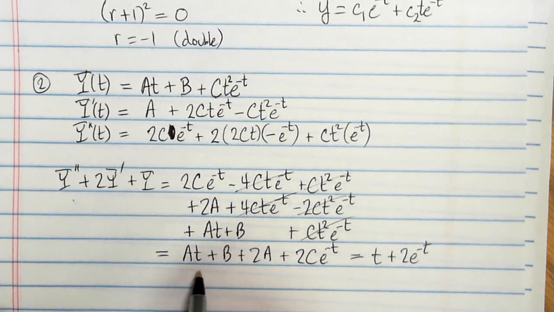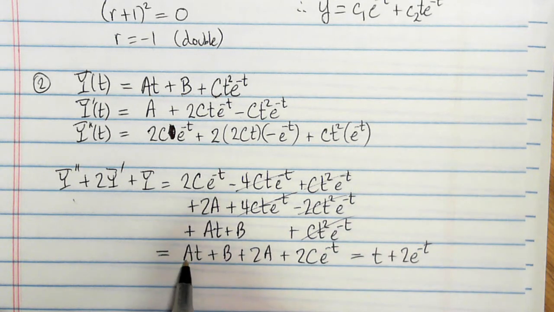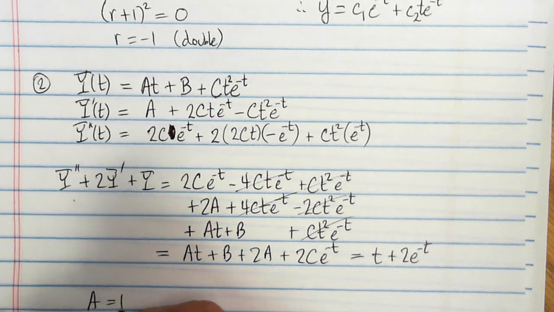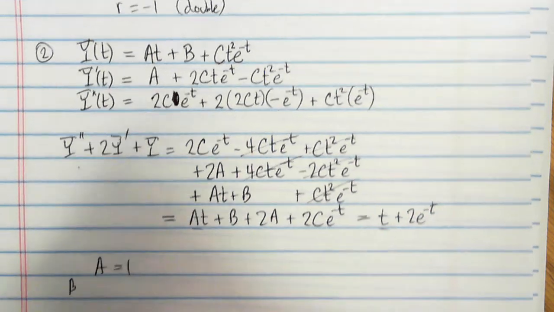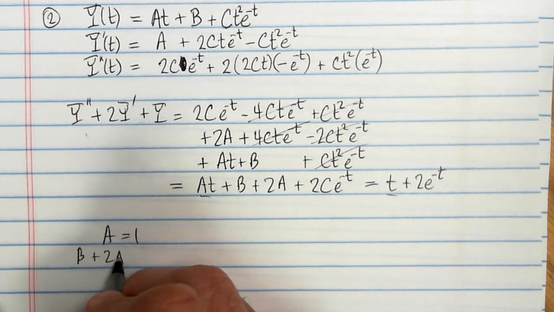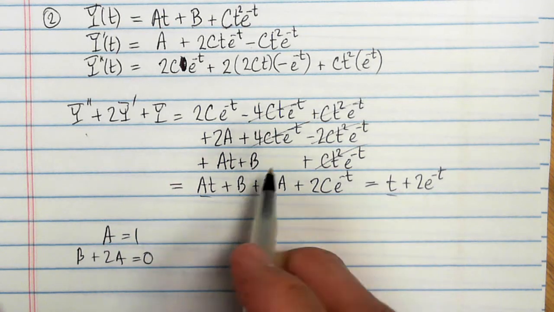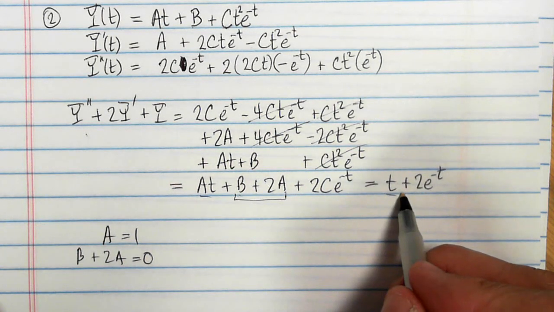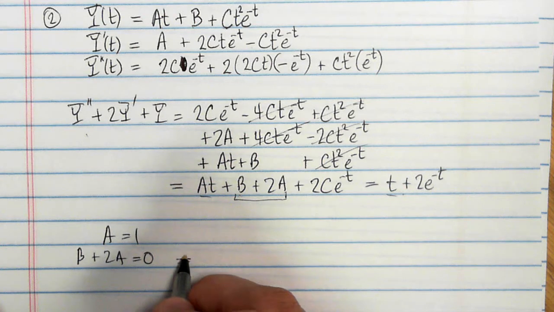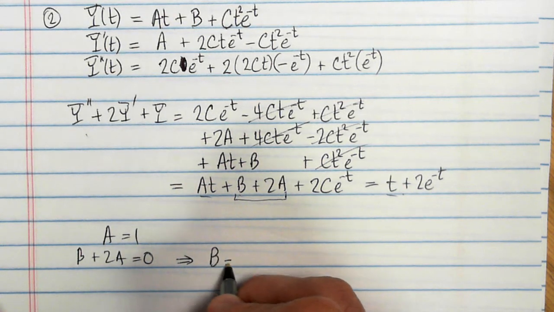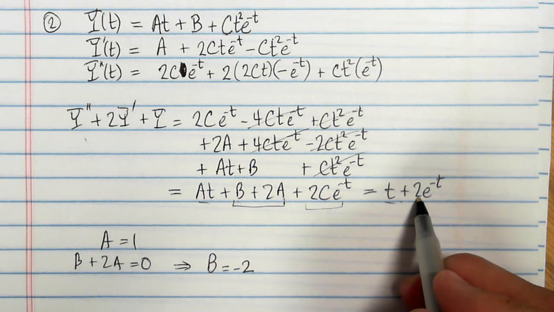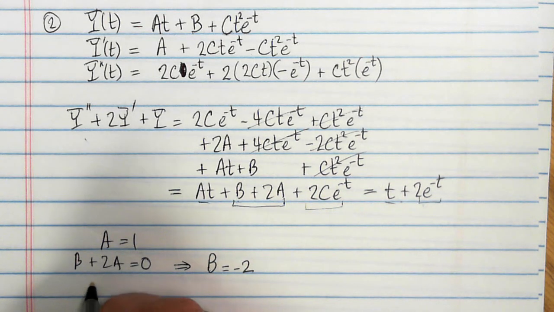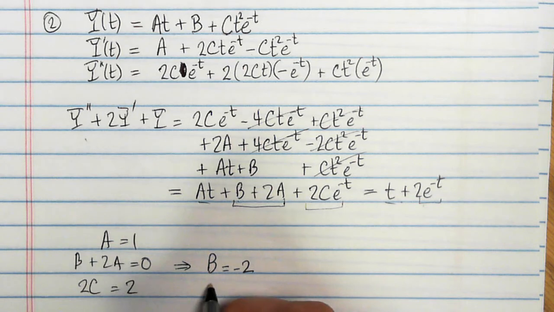Okay, so now I just have to match parts. So matching up, I get a is equal to 1, because this matches this. Also, b plus 2a is going to be equal to 0, because this constant matches the 0 over here. And so that implies that b is equal to minus 2. Lastly, this part matches this part, and so that means that 2c is equal to 2, so that c is equal to 1.